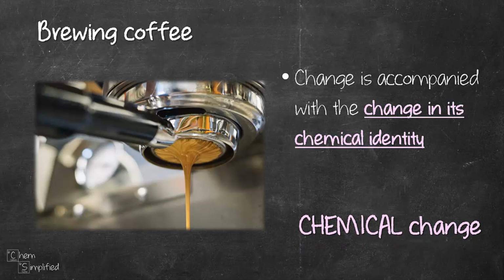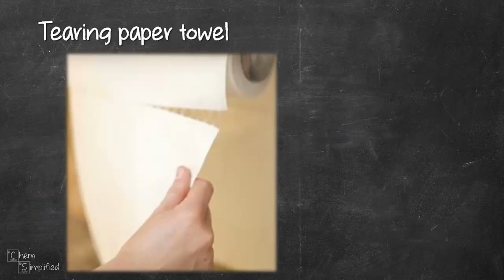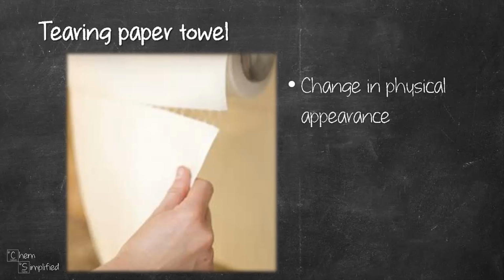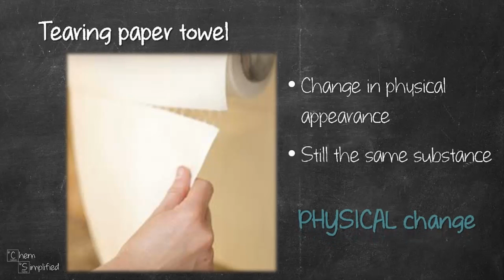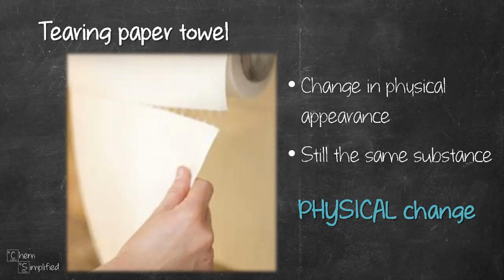While taking a sip of coffee, I accidentally spilled my coffee on the table. So I got a piece of paper towel from the kitchen. Tearing the paper towel from its holder only changed its appearance, from a roll of paper towel to a piece of paper towel. It's still the same paper towel. So tearing paper towel is a physical change.